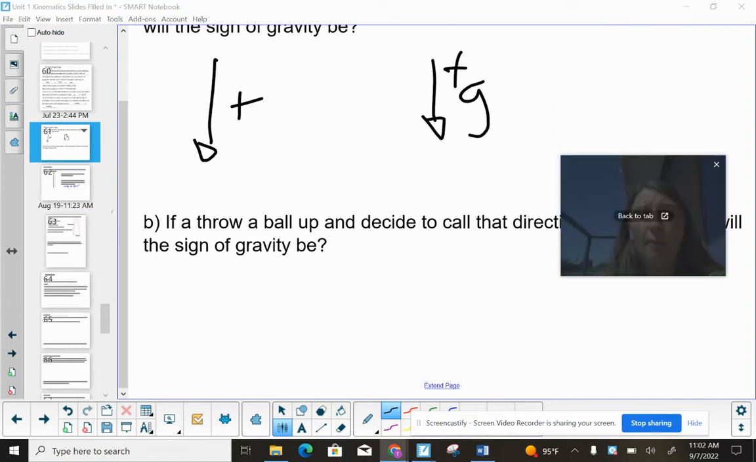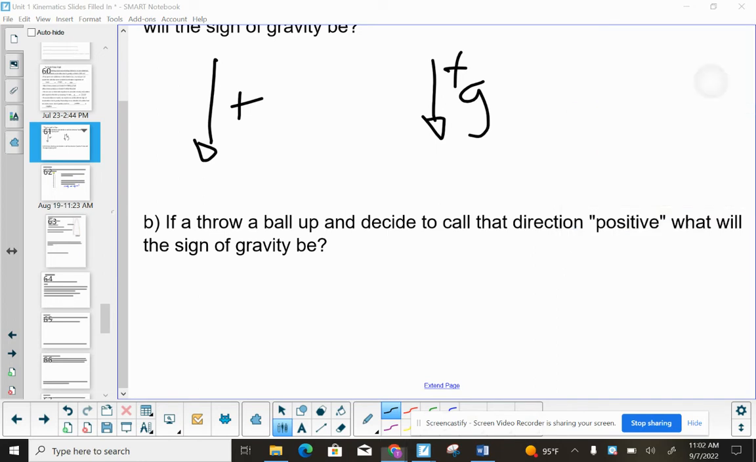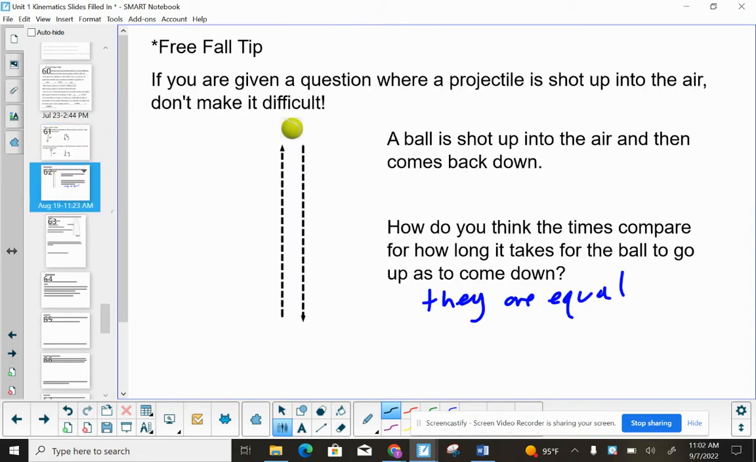Now, if I throw a ball upward and instead I decide to call up positive, well, gravity still points downward. So in this case, what would the sign of gravity be? Negative, because I'm going the opposite direction of positive. We get to choose positive, and then I need to make sure my signs align with that.